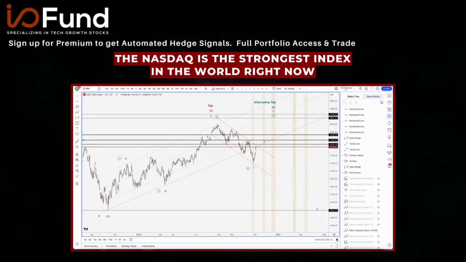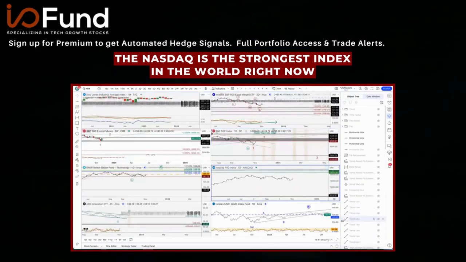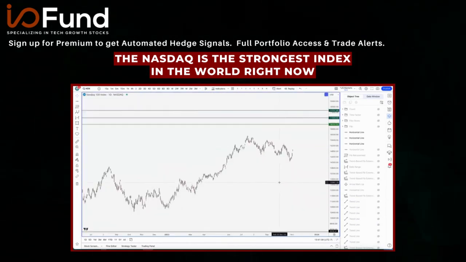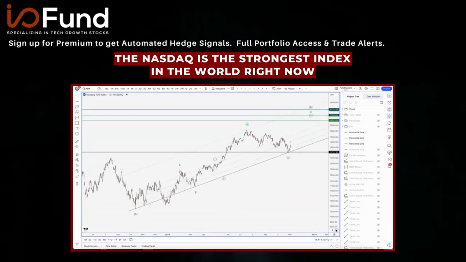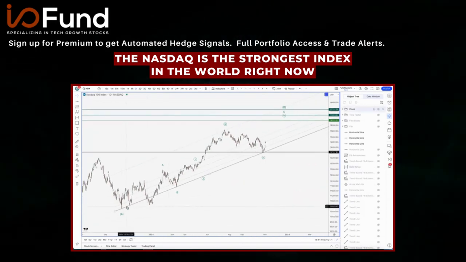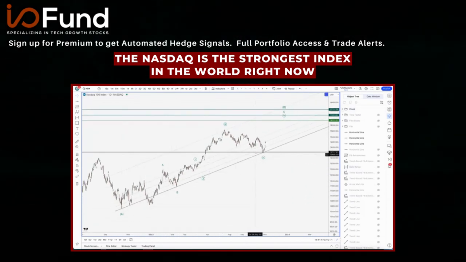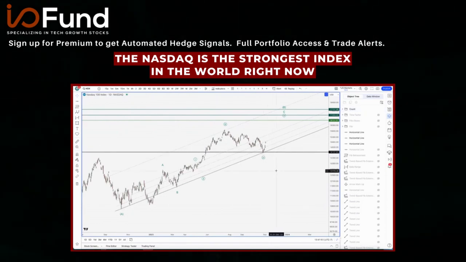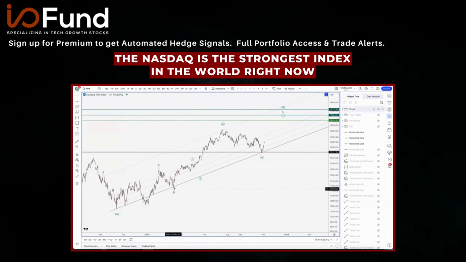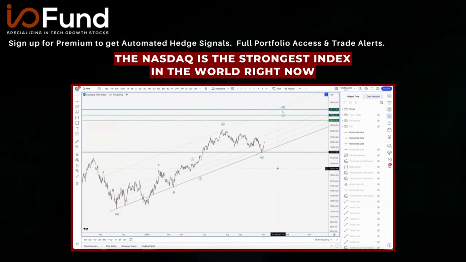If we take a look at the strongest index in the market, arguably in the world right now, it is the Nasdaq 100. And this trend line is of vital importance going forward. As you can see, it bottomed on it again. When this breaks, this thing is over. Okay, so anyone can draw that. And I suggest you do if you track the Nasdaq 100.